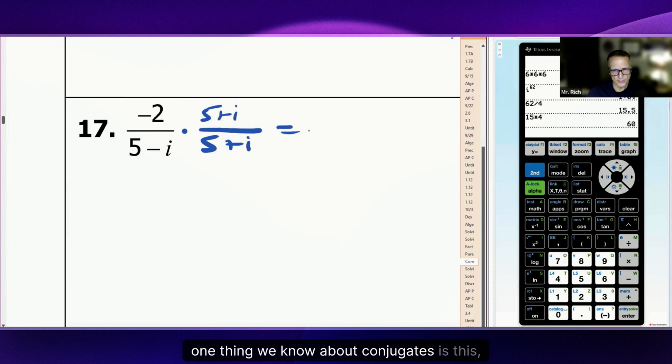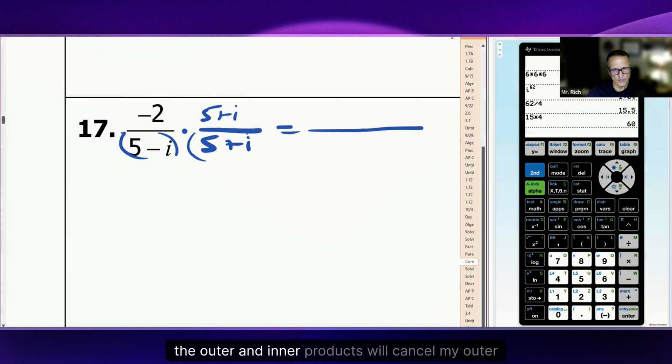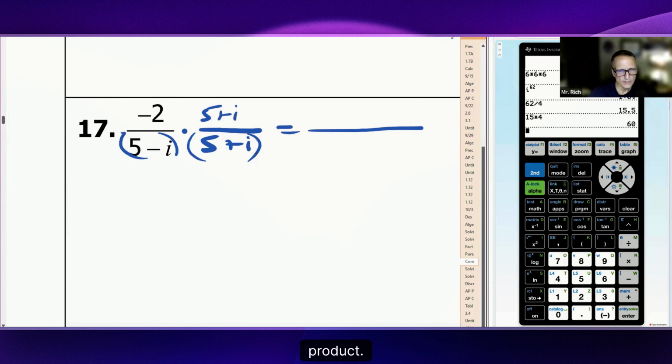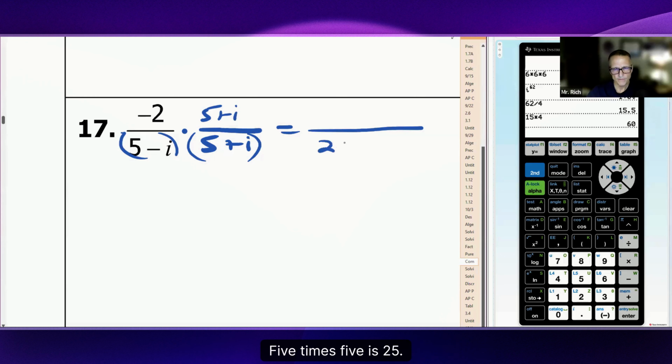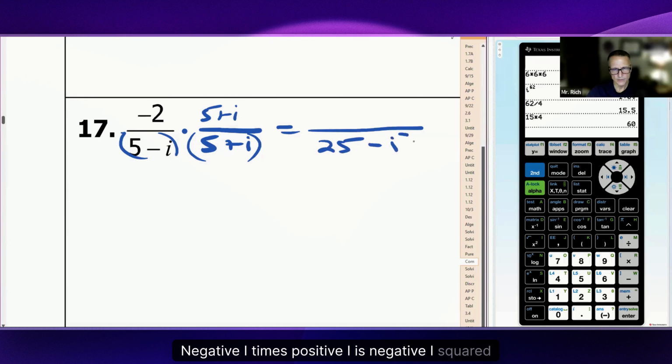Well, one thing we know about conjugates is this, that when you multiply conjugates, the outer and inner products will cancel. My outer product here is a 5i. My inner is a negative 5i. So they are going to be inconsequential. All I need to do is multiply the first two terms and the last two terms. 5 times 5 is 25. Negative i times positive i is negative i squared.